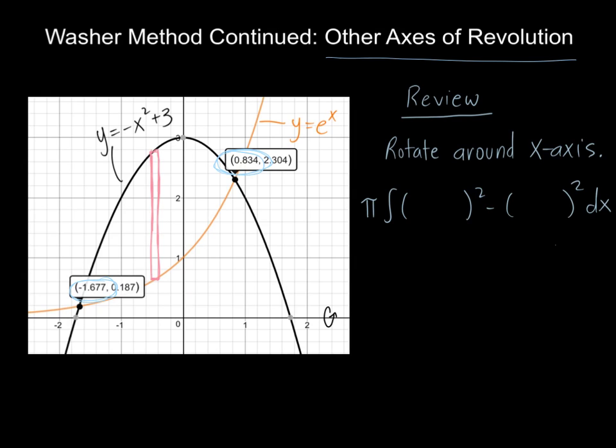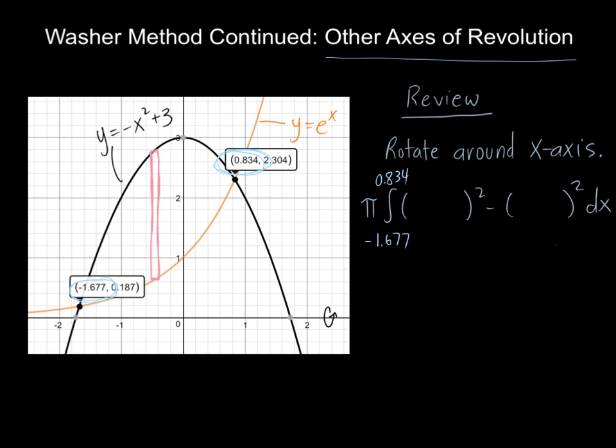But all you needed to do for the washer method was know where to start and stop integrating. So that's what I just said. Negative 1.677 is our lower limit, and 0.834 is our upper limit. If you're doing this on your calculator, that doesn't make it any more difficult than if these were nice whole numbers. And the two numbers I need to know are the big radius and the little radius.